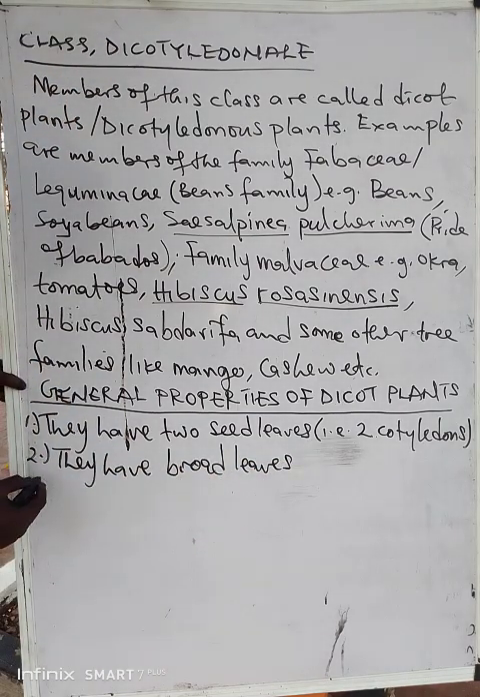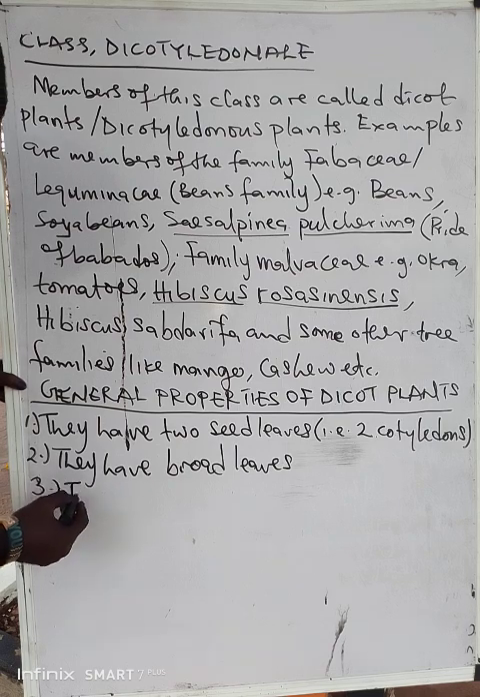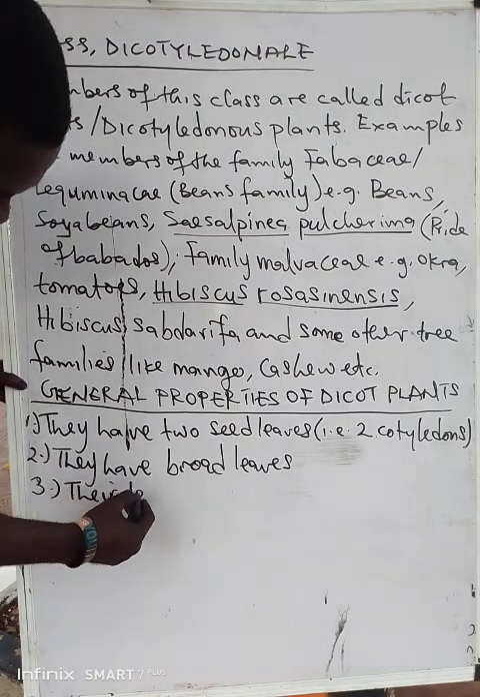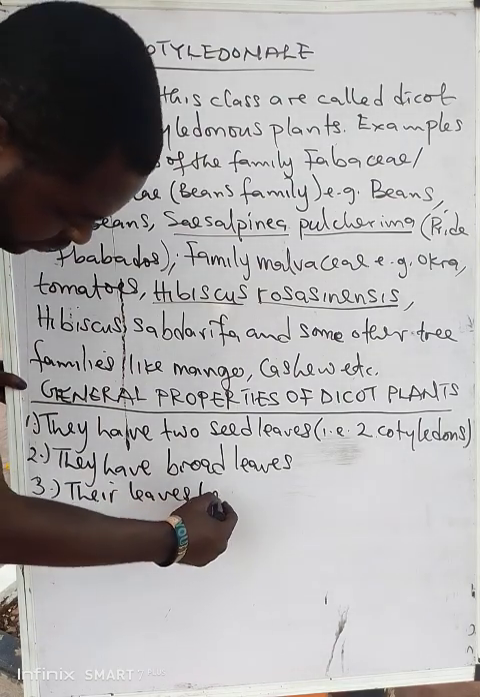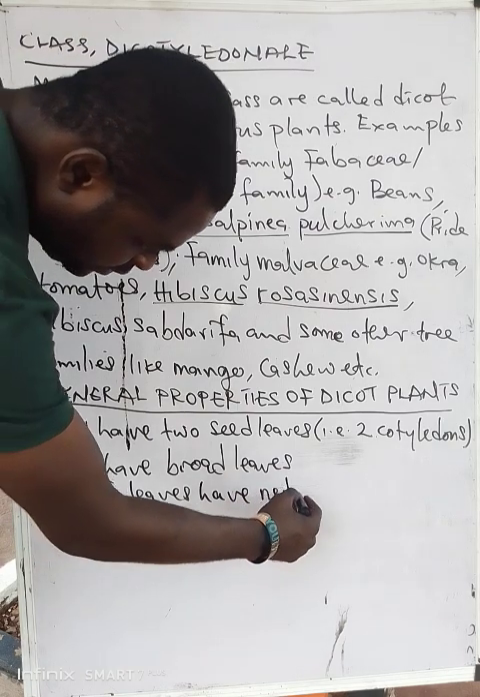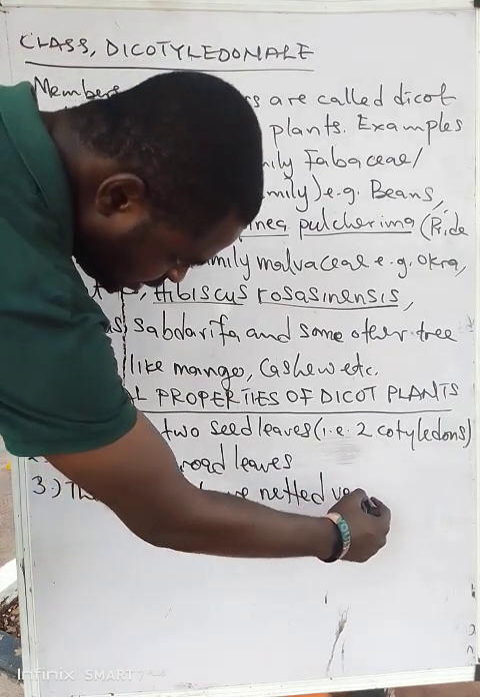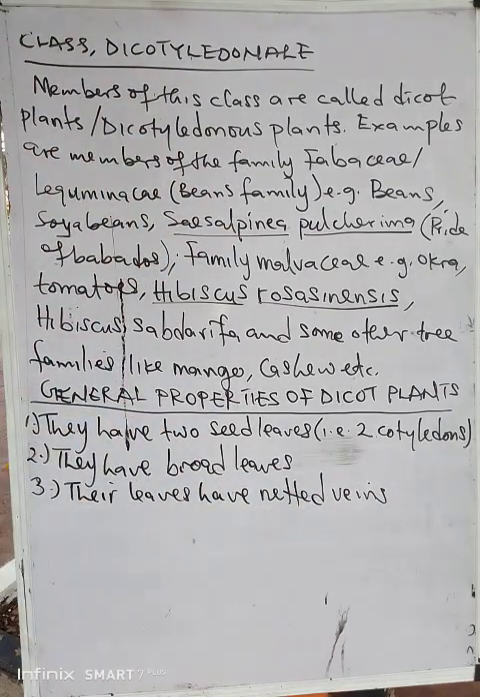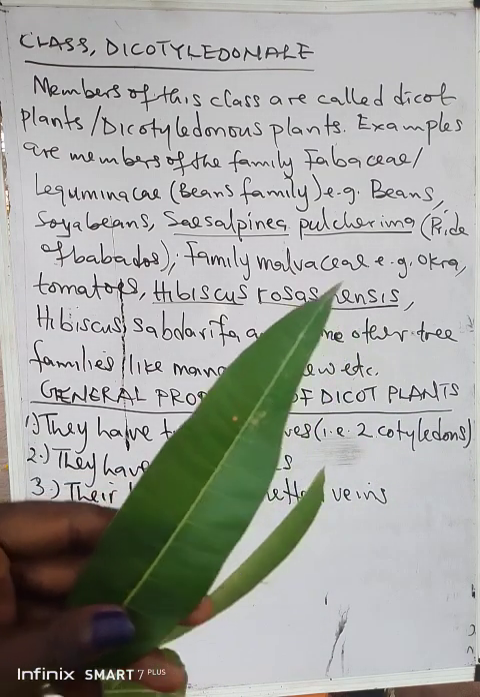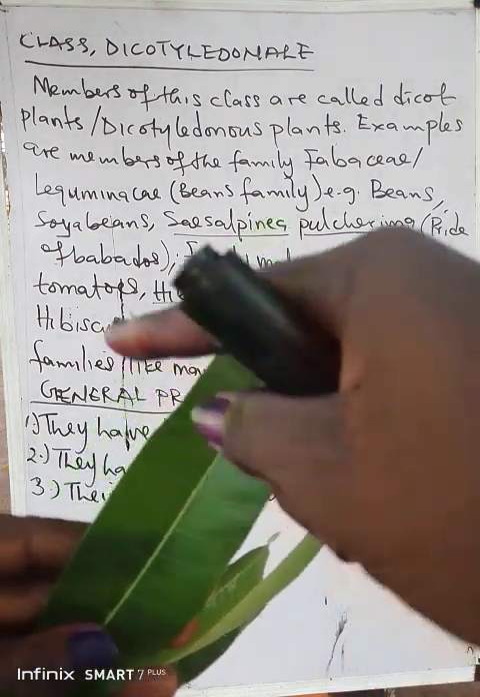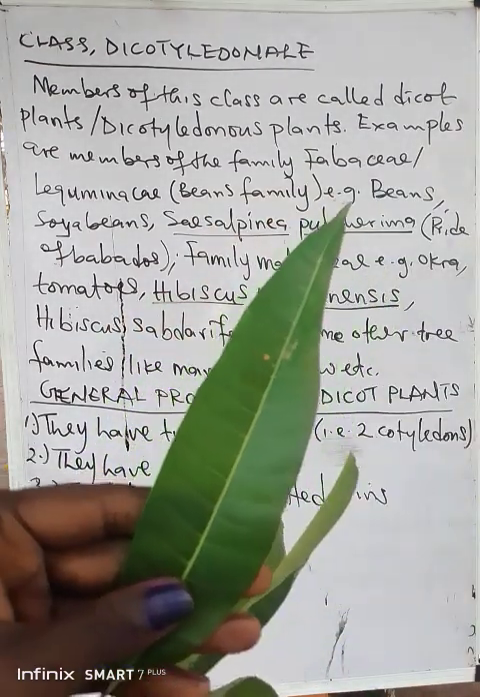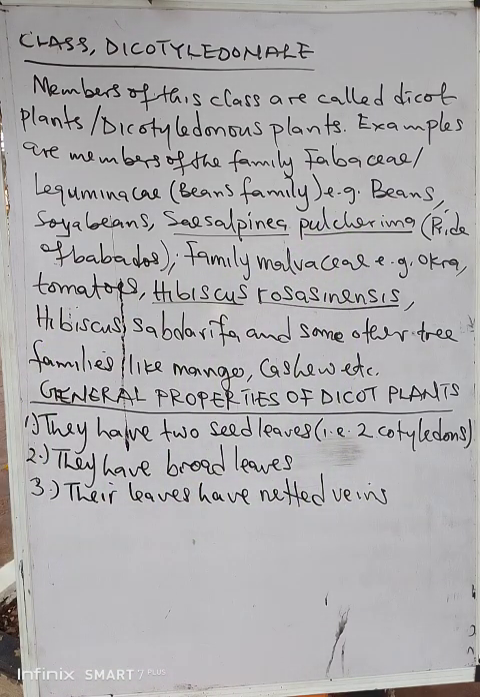Then another thing is that their leaves have netted veins. Their veins are not parallel like what we saw. Look at this one. These are the veins like this. This is like a net. So you can see it now. This is netted venation. These lines are like a net. They have netted veins. So that's that.